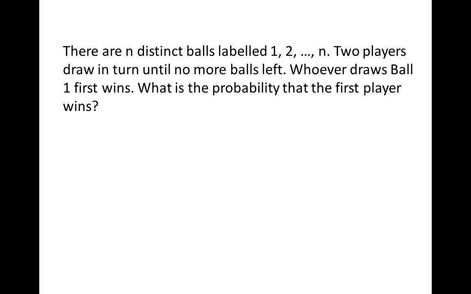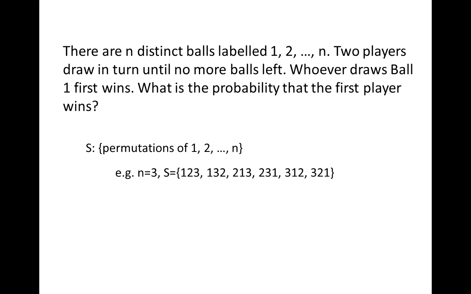In order to solve this problem, we need to find the sample space S and the desired outcome A. For S, it's actually the permutations of 1, 2, until n, representing all the possible assignments of boards to the two players. For example, when n is equal to 3, the sample space S is 1, 2, 3; 1, 3, 2; 2, 1, 3; 2, 3, 1; 3, 1, 2; and 3, 2, 1.